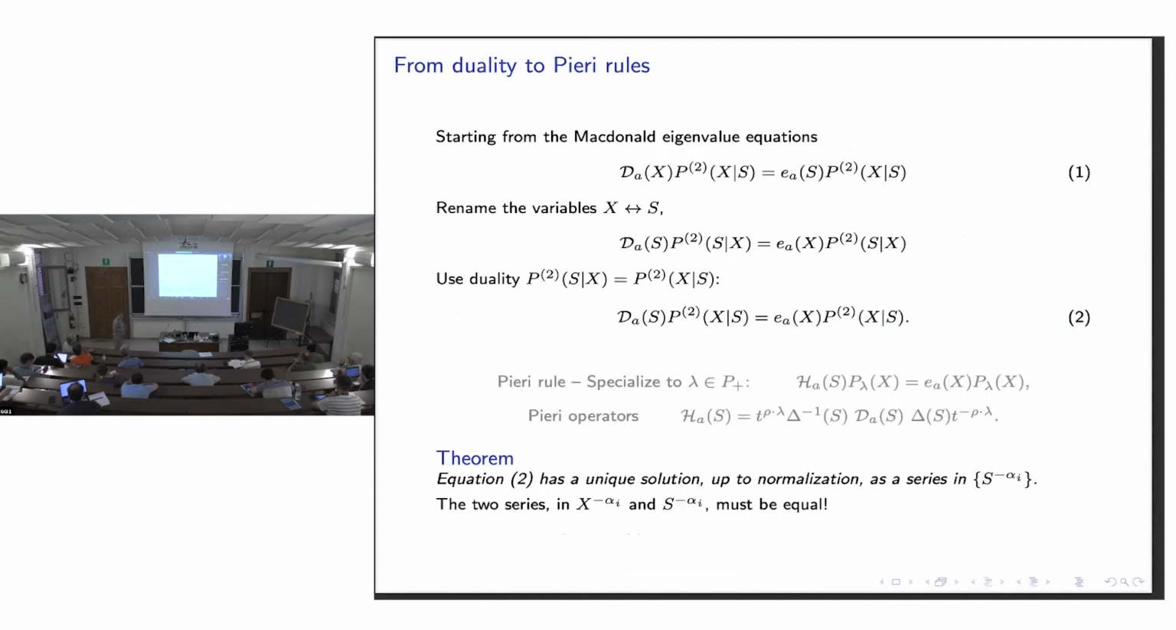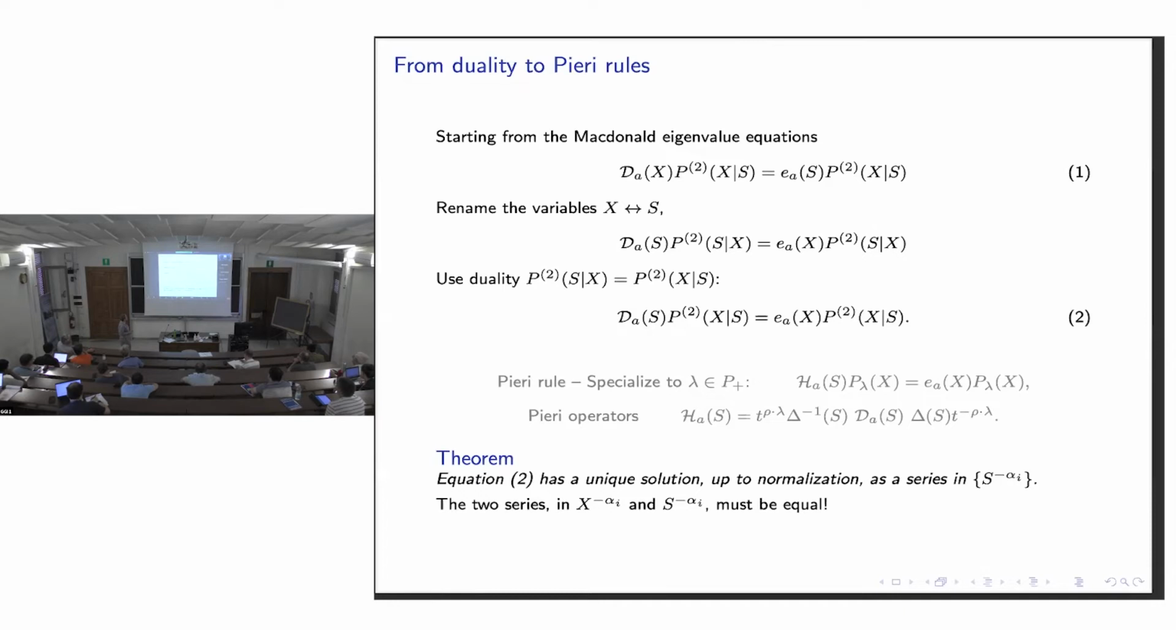And you can use it to derive the Pieri rules from the Macdonald equation. And this Macdonald did know. If you start out with the eigenvalue equation, and I'll pick the second normalization here because it's self-dual, and I just rewrite the variables. Instead of x, I write s, and instead of s, I write x. So it's just this, obviously. And then I use this duality symmetry. Then I get this equation.